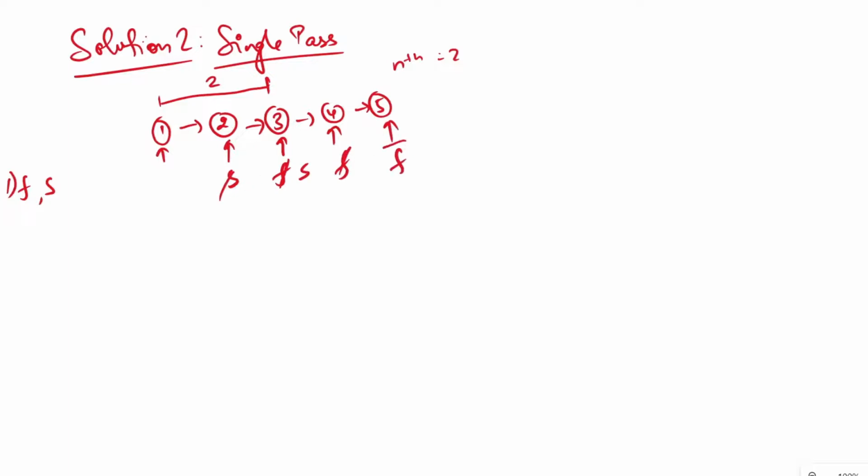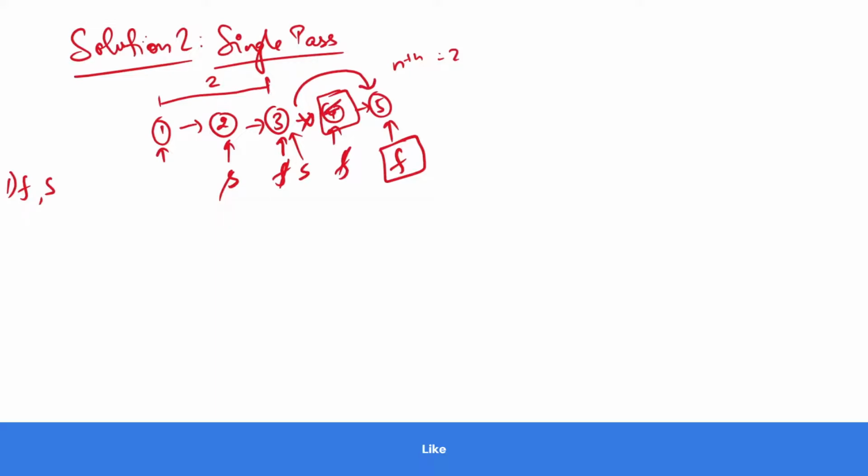As my fast points to the last, my slow points to the node which is the previous node of the one we have to delete. So slow is pointing to this. Now as soon as my fast points to the last node, I have to make this link point to its next, and we have to delete this.